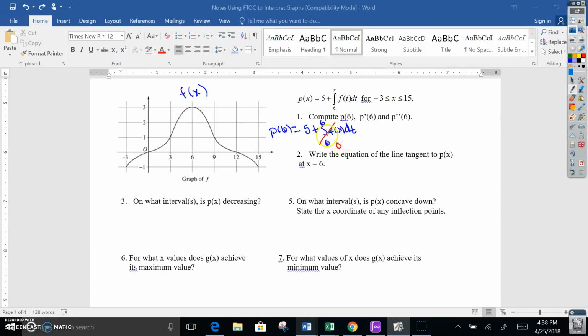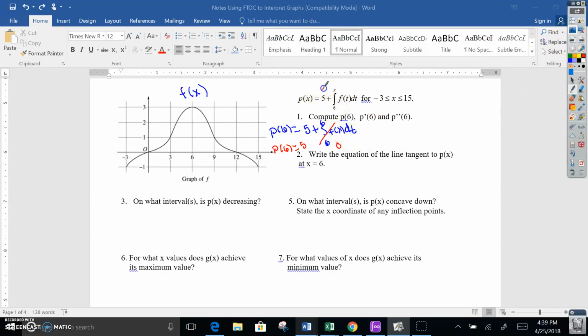Another way to think of it, if you're not moving in any direction, you're not covering any area, so that's just 0. Then I'm going to add 5. So in the end, P of 6 is simply going to be 5. All that happened with the 5 is once I computed the integral, I added 5. That's it.